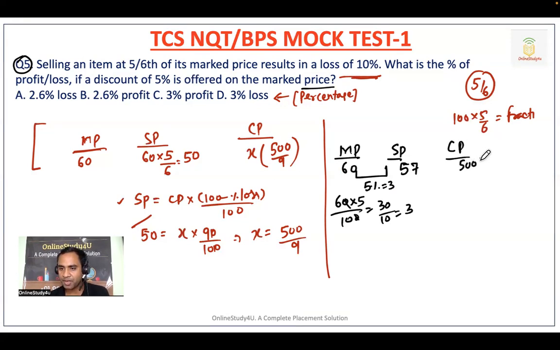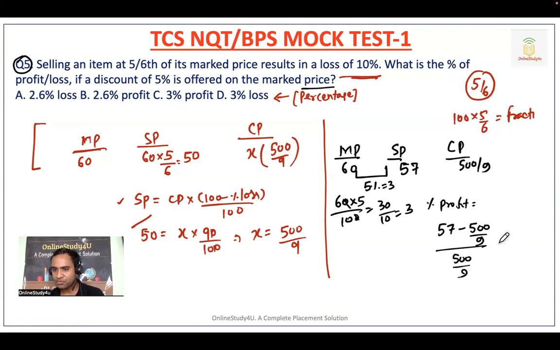Cost price we have already calculated, it is 500 by 9. They're asking what is the percentage of profit or loss. So we can calculate it like this. Definitely there is a profit here, right? Because 57 is more than 500 by 9. Profit percentage will be selling price minus cost price, divided by cost price, into 100, right?